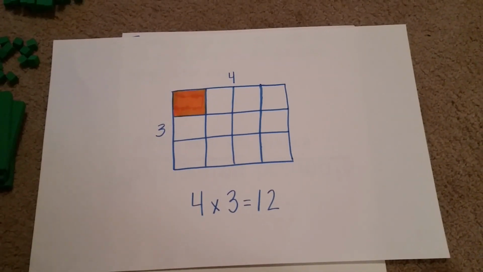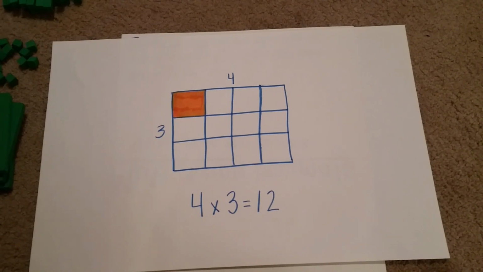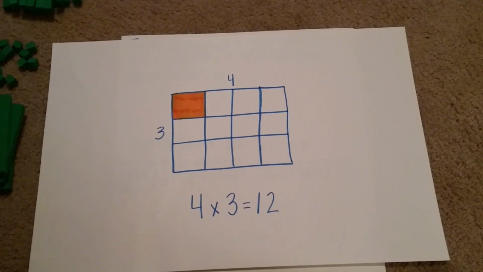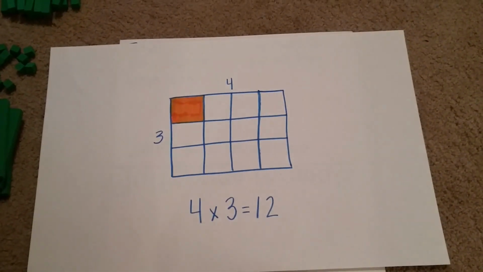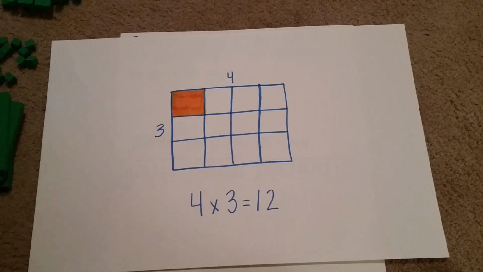It might also be beneficial to build an array with whole numbers first to reinforce that when you're finding the total area of the array, you're multiplying the length times the width. Also, that you're reinforcing the fact that you count the corner tile twice.